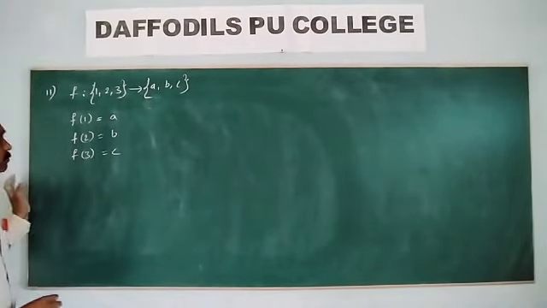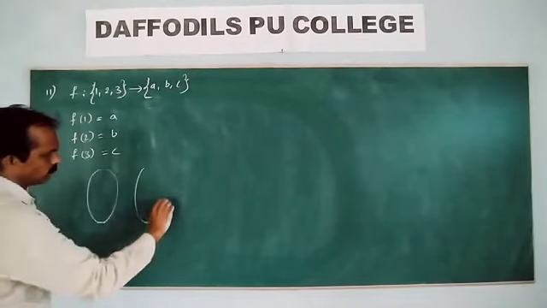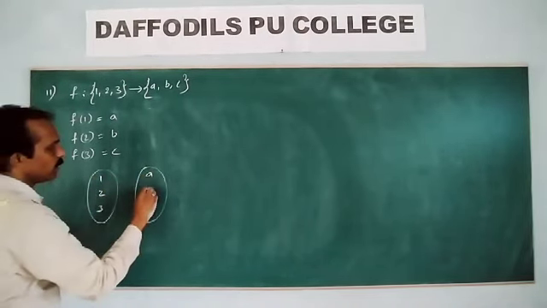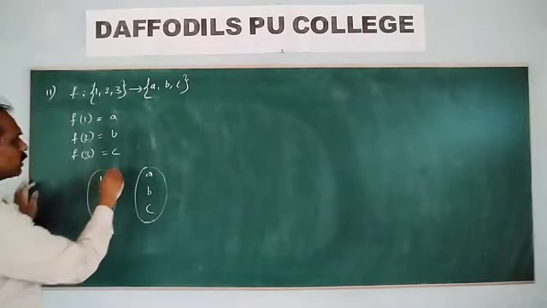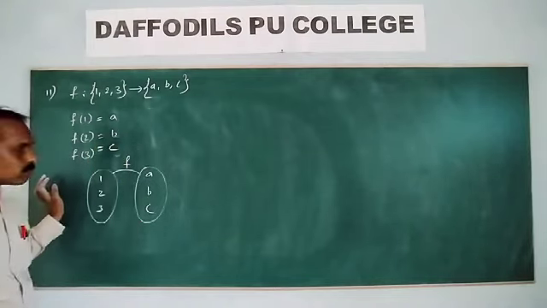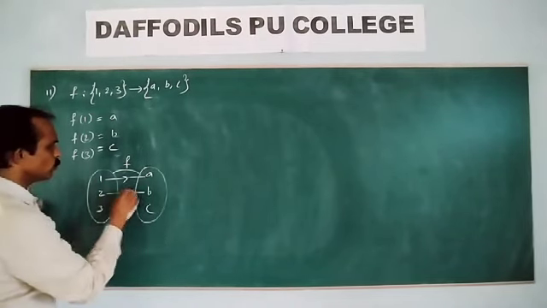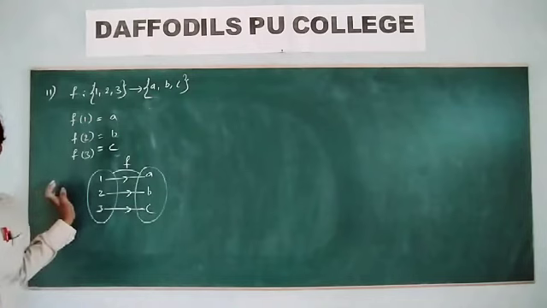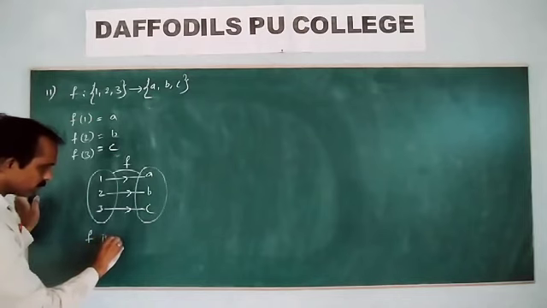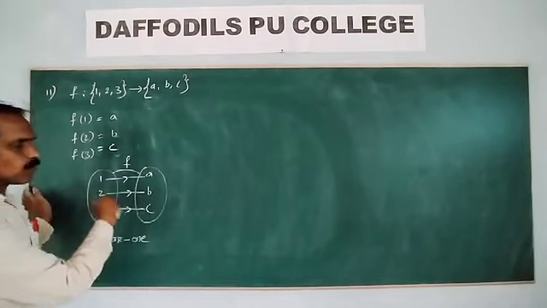Find first of all f inverse. We have 1, 2, 3 and a, b, c. Under the function f, f of 1 is a, f of 2 is b, f of 3 is c. Is it one-one or not? Clear, it is one-one. F is one-one and also onto.